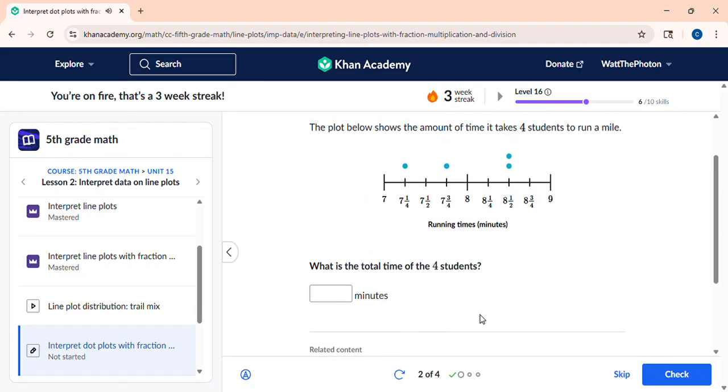What's the total time of the 4 students? 8.5 times 2 plus 7.75 plus 7.25. 32 minutes.